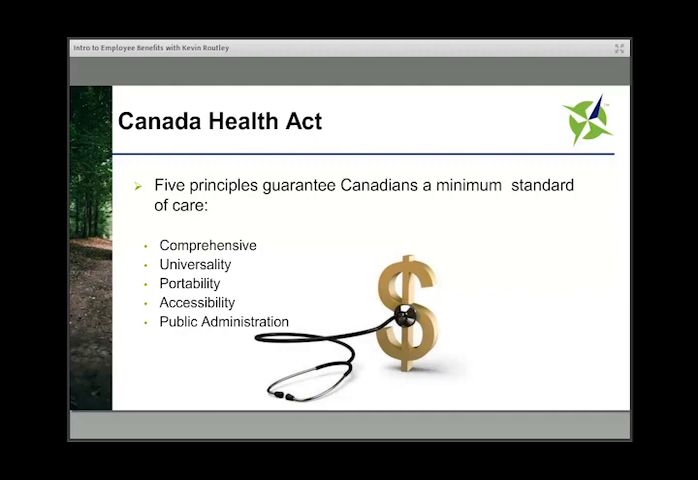Accessibility, probably one of the most important. It's where the provincial or territorial plans provide all insured persons reasonable access to the medically necessary hospital and physician services without financial or other barriers. And finally, public administration details that it must be operated on a not-for-profit basis by a public authority accountable to the provincial or territorial government.